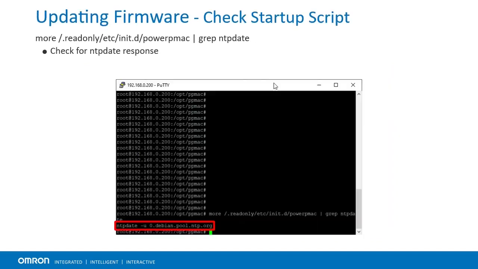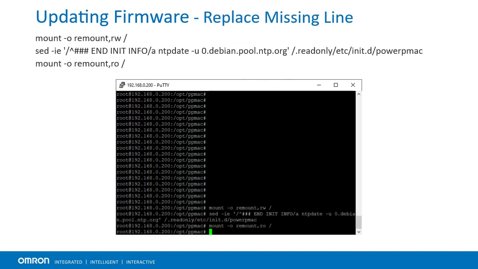After firmware updates, the Power PMAC startup script may be replaced. If it is, we must re-add the startup command. To check if this is needed, enter the more command on screen and ensure the line starting with ntpdate is returned. If it is not, you will need to reissue the same sed command as before to update this file. Make sure that you enable read-write access first and that you change it back to read-only access after.